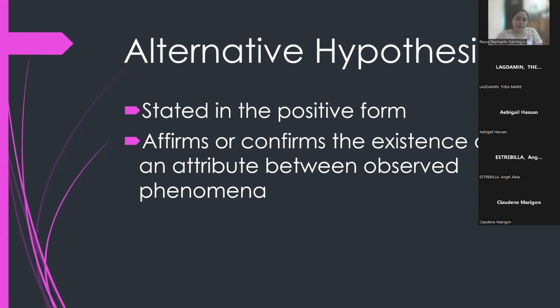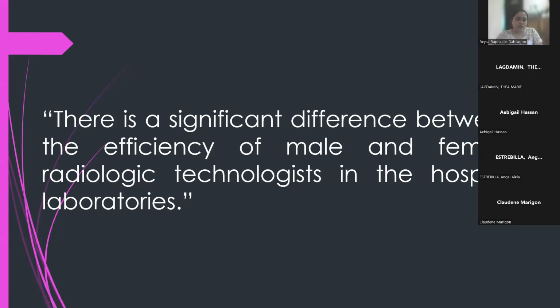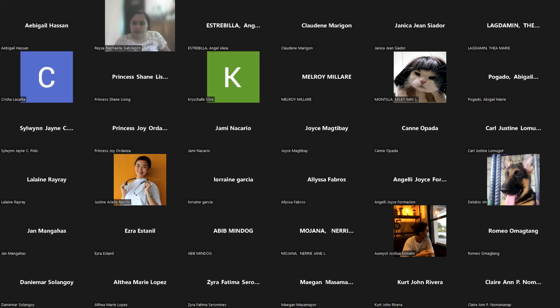Kapag stinate mo siya in the positive form, we call that alternative hypothesis. So, we are confirming the existence of the relationship or the difference between our variables. So, kung titingnan nyo itong example, magkapareha lang naman na wala lang yung no. So, positive form siya. There is a significant difference between the efficiency of male and female radiologic technologists in the hospital laboratories. Okay? Now, let's look at the example nung sample paper natin, yung face mask disposal.